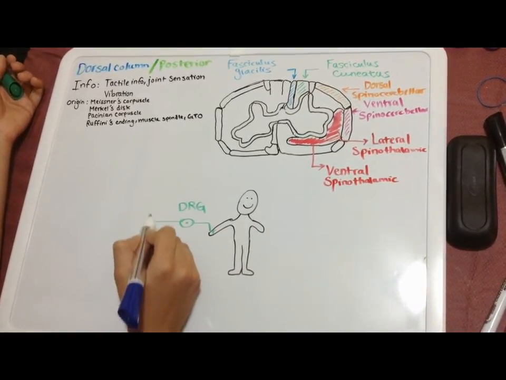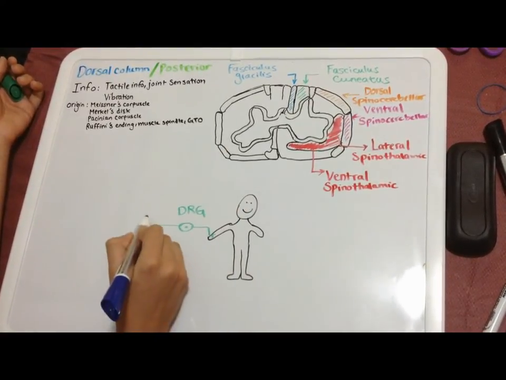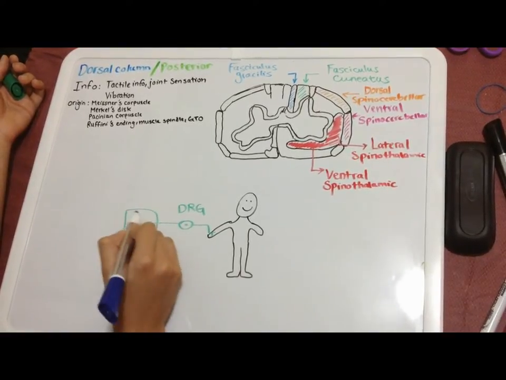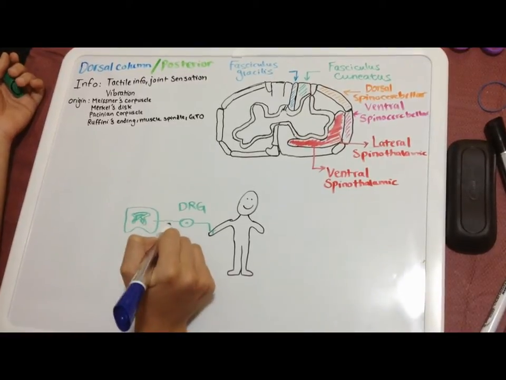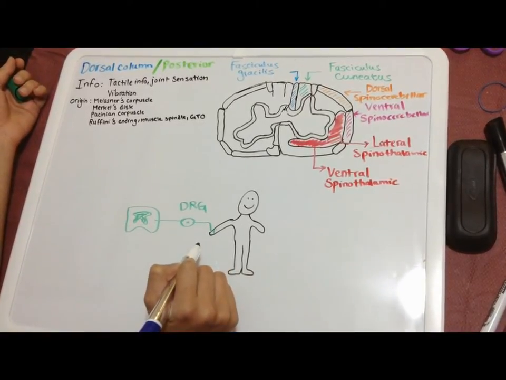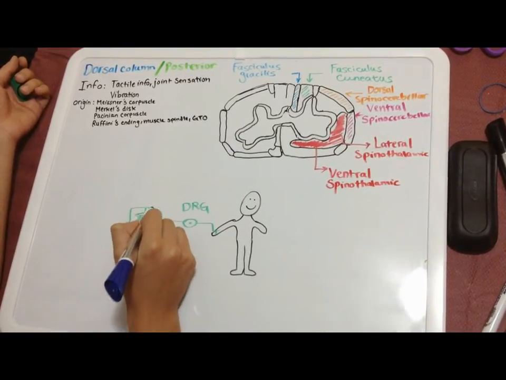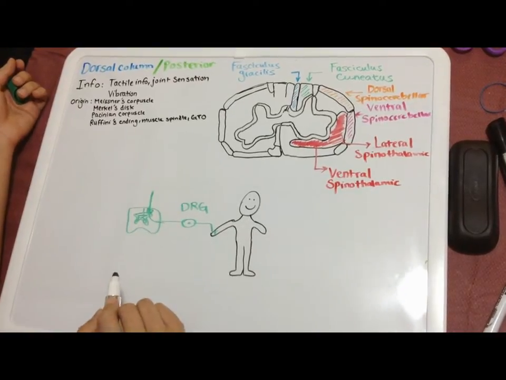So let's say that it goes through the spinal cord, and we're going to draw a little section of our spinal cord here. So this is the gray matter, and because it is from the upper extremity, it's going to go through our fasciculus cuneatus, which is more lateral. So it's going to travel all the way up to the medulla.